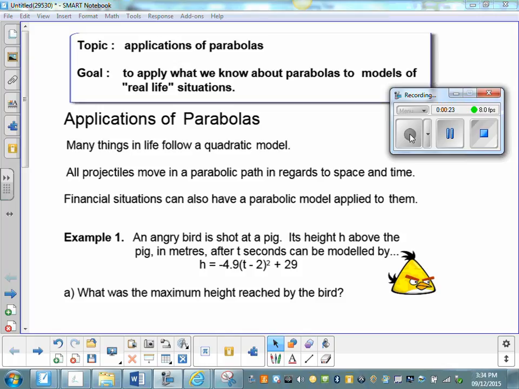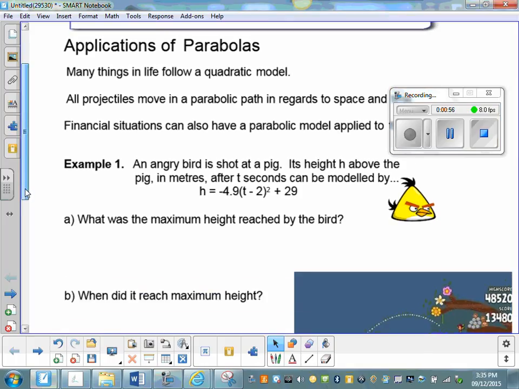A couple of examples: all projectiles move in a parabolic path in regards to space and time. So if you throw something in the air, and you relate the height as time goes by, that's going to give you a parabola. And there are some financial situations that also have a parabolic model applied to them. We're breaking the word problems up into two parts. The first part today is going to be questions where we're given the equation, and then the next lesson we'll take a look at how we have to create the equation sometimes.